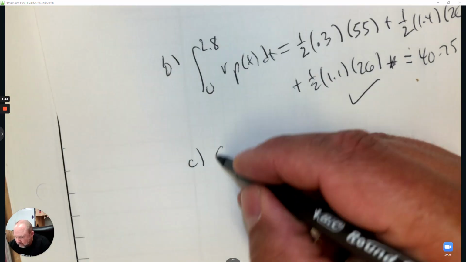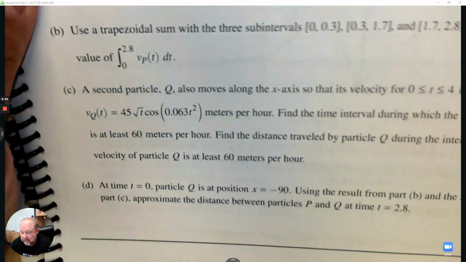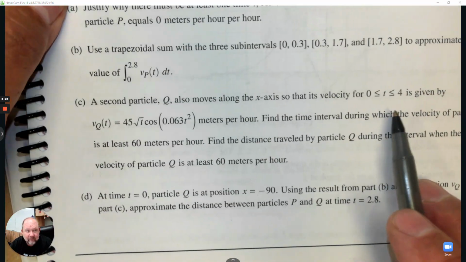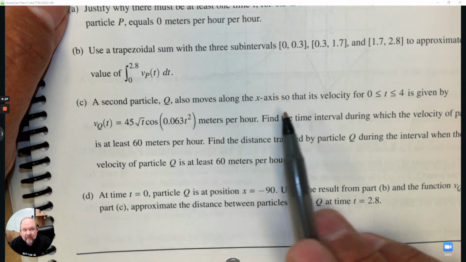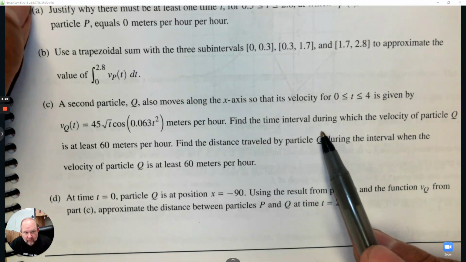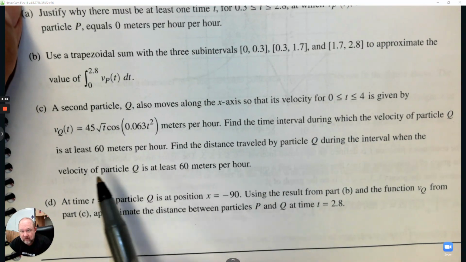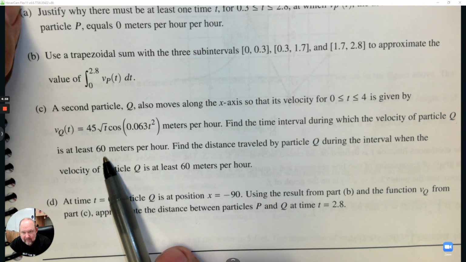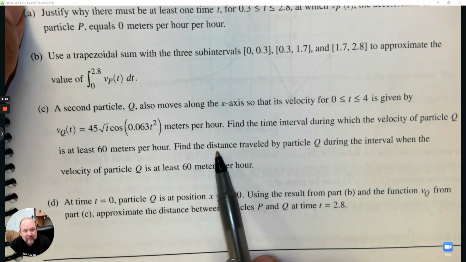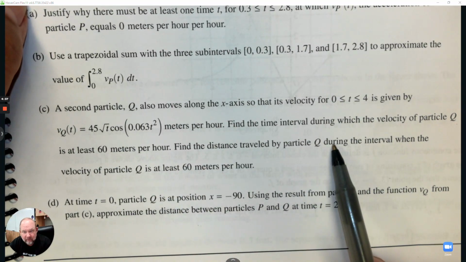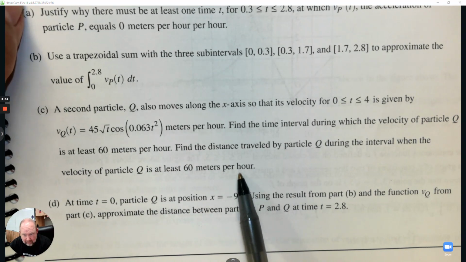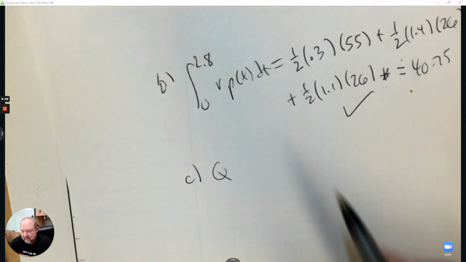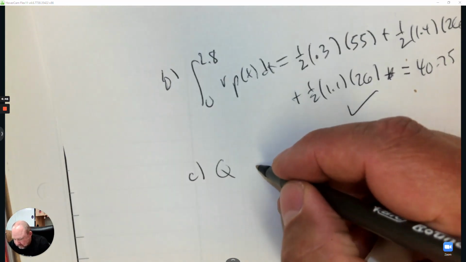A second particle, Q, moves along the x-axis so that the velocity from 0 to 4 is given by this equation. Find the time during the interval during which the velocity of Q is at least 60 meters per hour. Find the distance traveled by the particle during the interval when the velocity is at least 60 meters per hour. So we're going to take this equation and we're going to solve it.